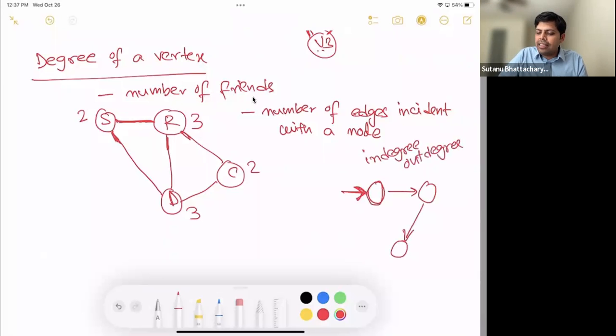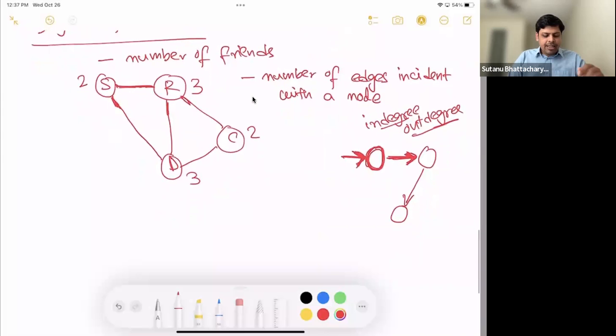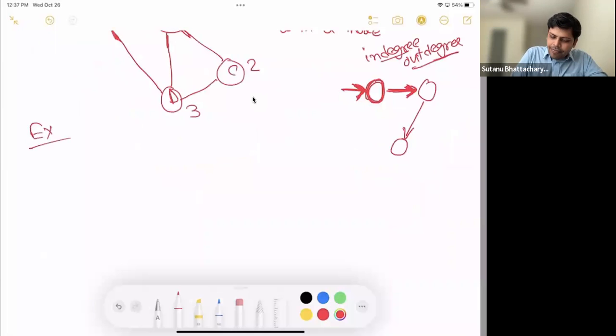When you calculate in degree, you need to calculate how many edges are incident on a particular node. And when you calculate out degree, you need to calculate how many edges are going outward. That calculates out degree. But overall degree is the number of edges connected with a node. That is degree. Let's do a couple of examples to grasp this concept.